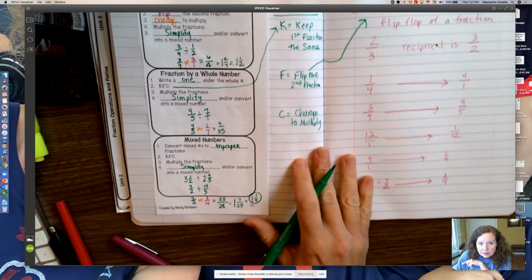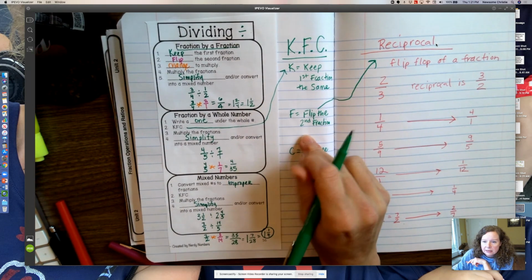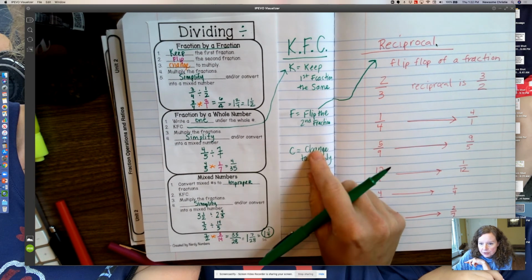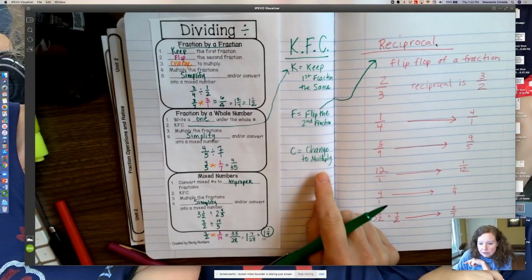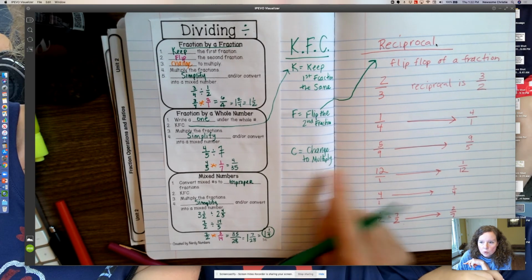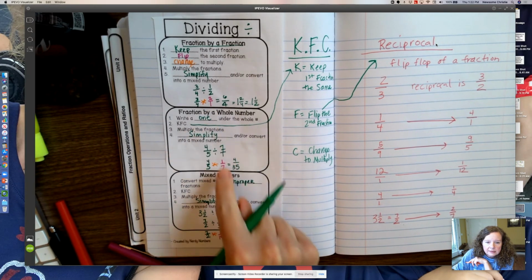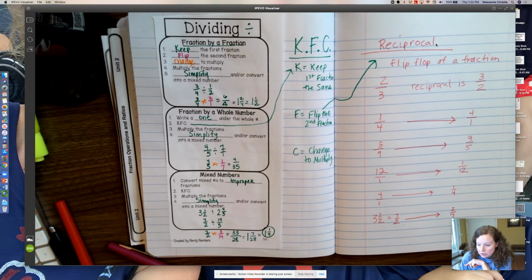Okay, so that's kind of how this works. It's all based upon this KFC. Keep the first fraction the same, flip the second fraction, change to multiply. KFC. And that works because of these reciprocals. And you'll notice it's always the second fraction that I am changing, flipping, not the first one.